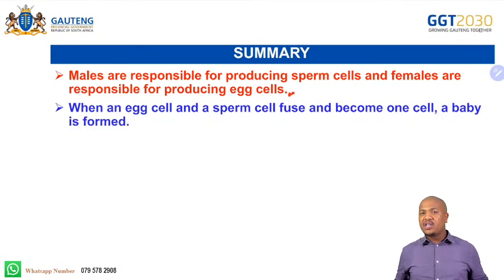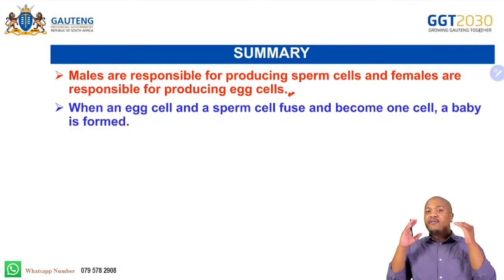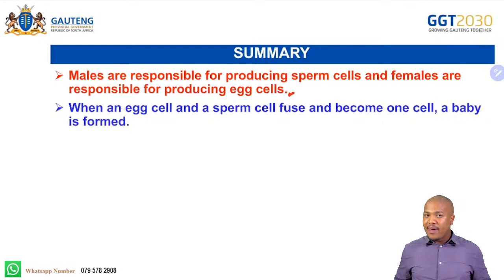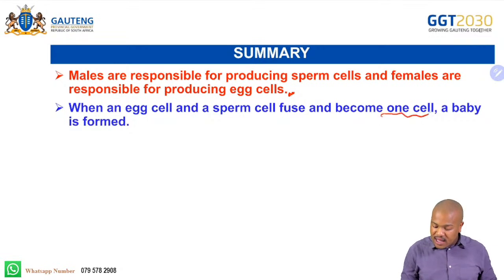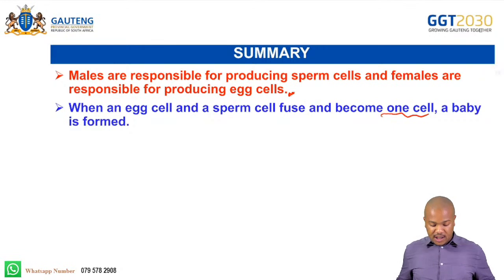During copulation, the male penis ejaculates. It releases sperm or semen into the vagina, where that semen travels up until the uterus and the fallopian tubes of a female to fertilize an egg. When the egg is fertilized, it becomes one cell and a baby is formed, then implantation takes place.